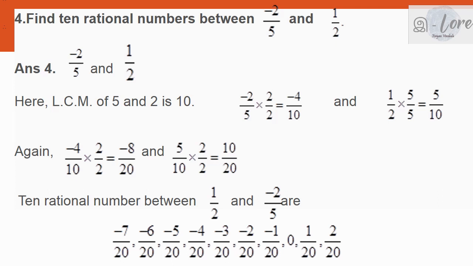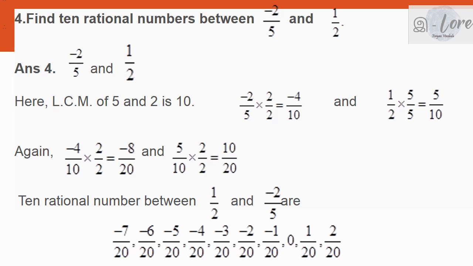Between those there are only a few numbers, for example minus 3, minus 2, minus 1, 0, 1, 2, 3, 4 only. But we need 10 numbers, so we have to multiply by 2 by 2. It's not necessary to multiply by 2 by 2; if you want, you can multiply by 10 by 10 also, because you need 10 numbers only. So here we multiply by 2 by 2. Minus 4 by 10 into 2 by 2 is equal to minus 8 by 20, and 5 by 10 into 2 by 2 is equal to 10 by 20.